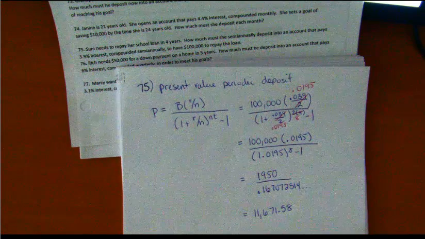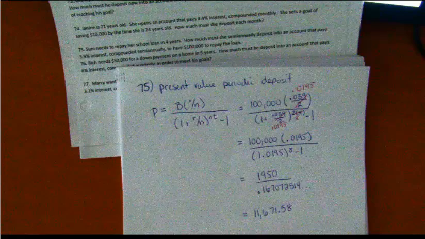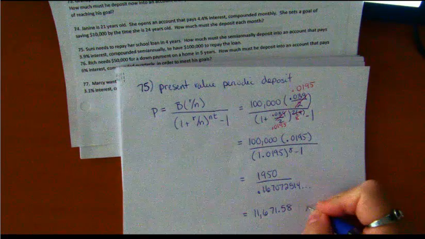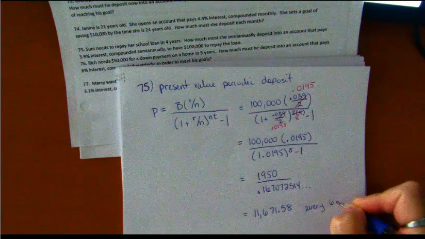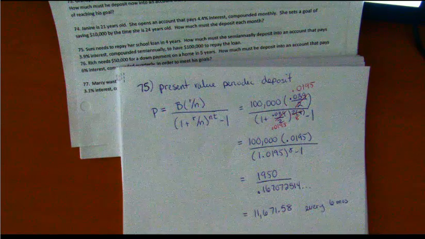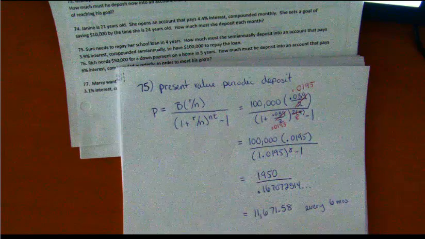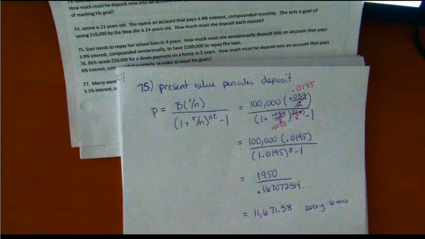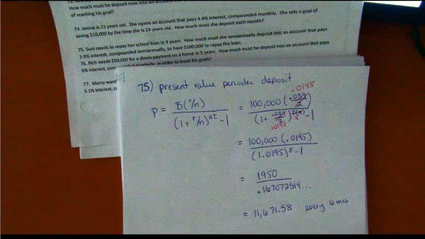She's going to have to put $11,651.58 into the account every 6 months. And in 4 years, she'll have her $100,000 and can pay off that loan.